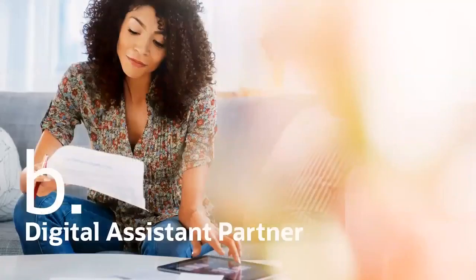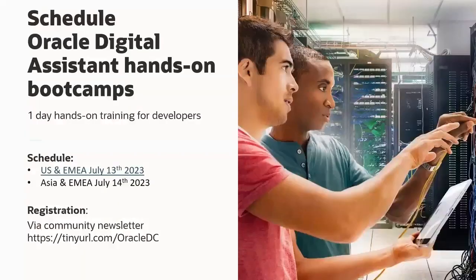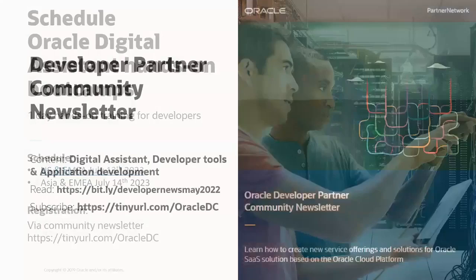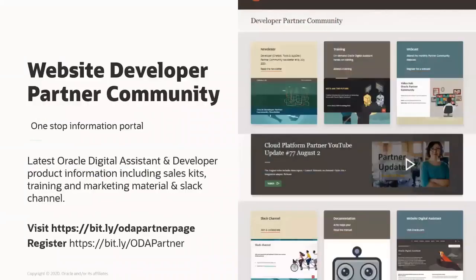On the digital assistant side, we also offer hands-on training, which is a 1-day event for partners. It's focused on developers and consultants who build user interfaces. And within 3 hours, you will build your own Oracle Enterprise chatbot based on Oracle Digital Assistant. We offer 2 schedules in Q1. The first one is for the US and Europe, Middle East, and Africa on July 13th. And the second one is Asia time zone on July 14th. Registration for this training is also open, and details are published in the newsletter and on the community website.